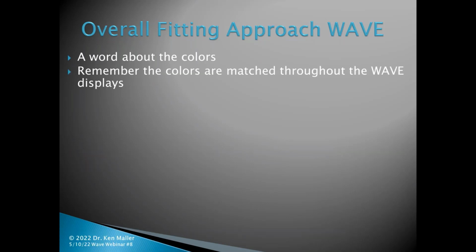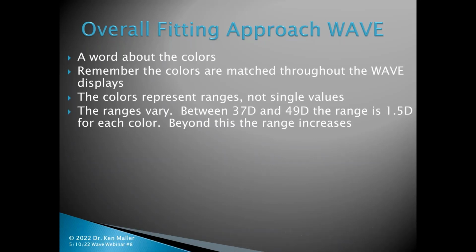Just a word about these colors that we see creating these particular maps. They are maps throughout the WAVE displays. And the colors represent ranges, not single values. So bear in mind that if you're at the top edge of one of the ranges, that could also be pushed to the very next color up, but the lowest end of the higher range. So they're not single values, so you really do have to appreciate the fact that you have this real range that's lost within any particular single color. Between 37 diopters and 49 diopters, the range is 1.5 diopters for each color. And 1.5 diopters is a lot if you think about trying to fit a 0.5 diopter steeper or a diopter steeper or even a 1.25 steeper.